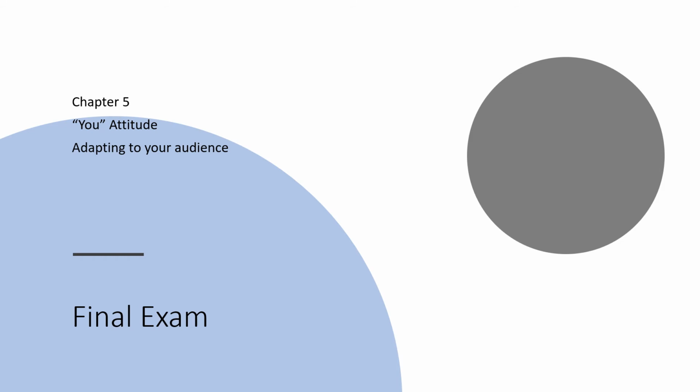Chapter 5, the you attitude. So the you attitude is really an idea of inclusion. Instead of writing me, I, and myself, you're writing you, our, and ourselves. And that's really how you want to encompass the writing when you are adapting to your audience. Also, with that comes the idea of tonality. What is tonality? Why is it important in language?